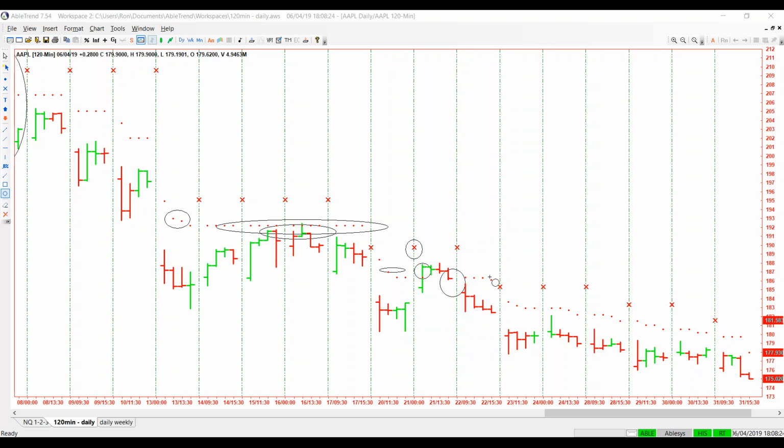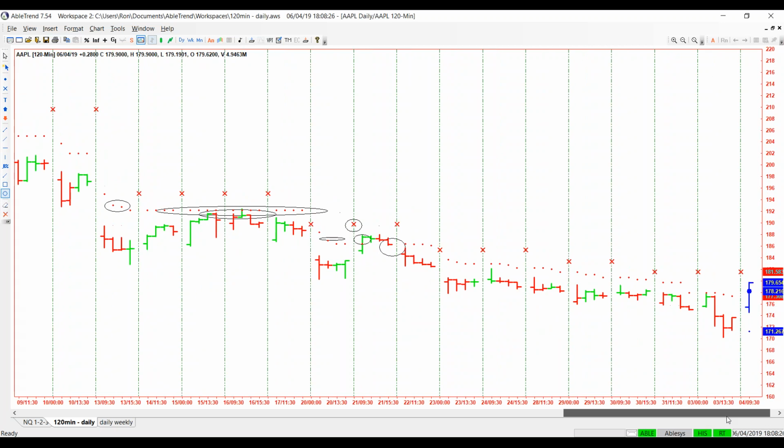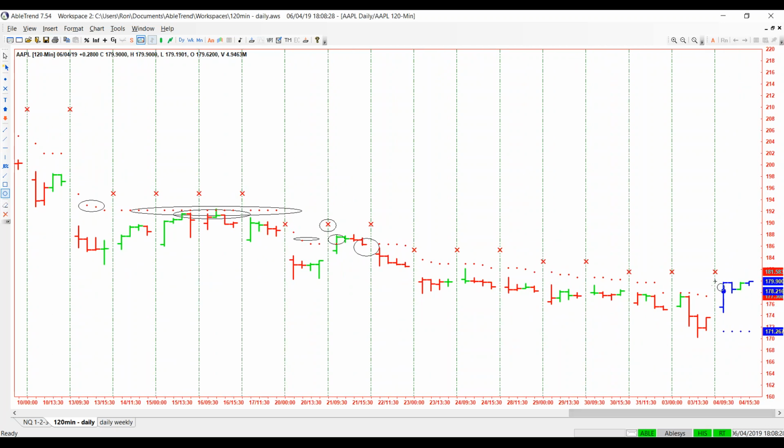Red X, we would short it then, or buy puts again at 187. That was 2 weeks ago. And we would exit our short or our put today at 178. So picked up $10 on that trade. Really good trade.